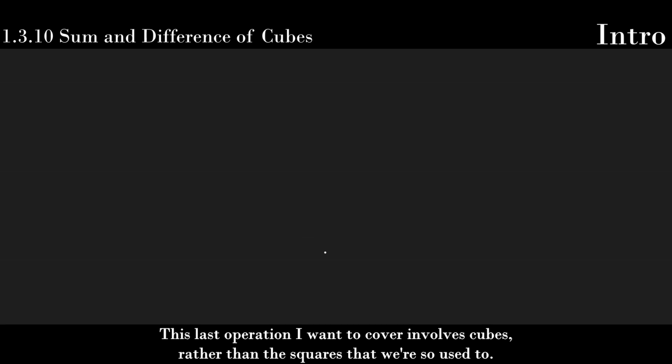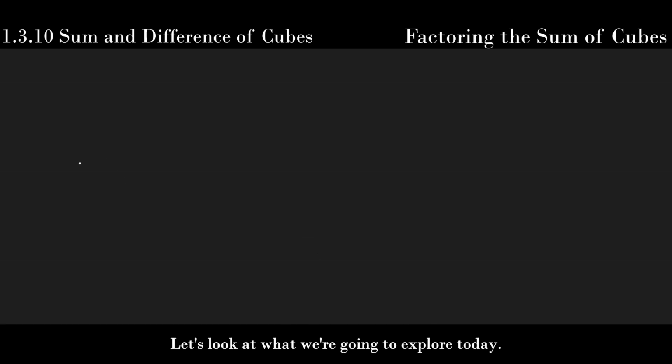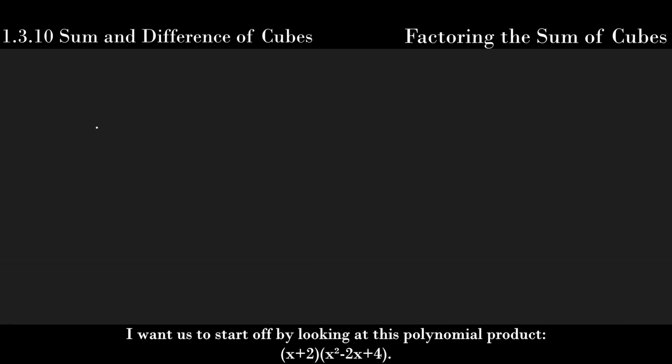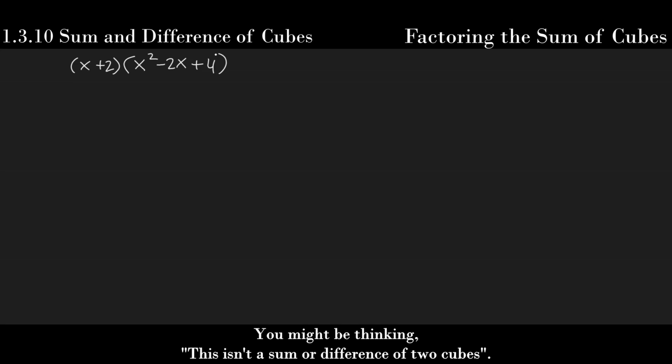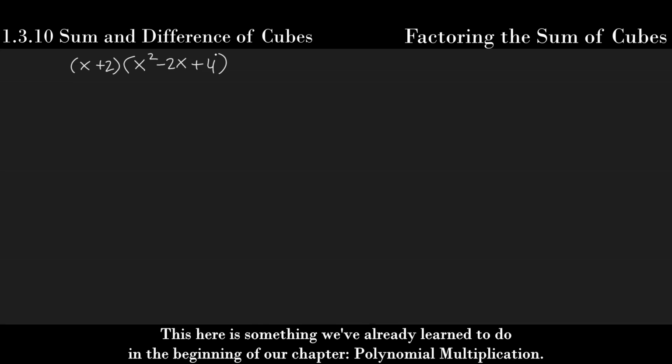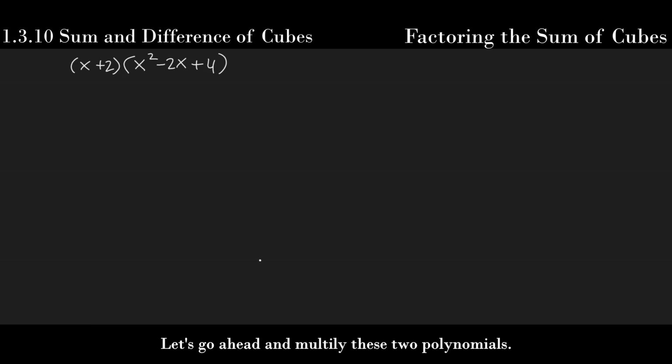This last operation I want to cover involves cubes, rather than the squares that we're so used to. Let's look at what we are going to explore today. I want us to start off by looking at this polynomial product: x plus 2 times x squared minus 2x plus 4. You might be thinking, this isn't a sum or difference of two cubes. And you're right. This here is something we've already learned to do in the beginning of our chapter, polynomial multiplication. Let's go ahead and multiply these two polynomials.